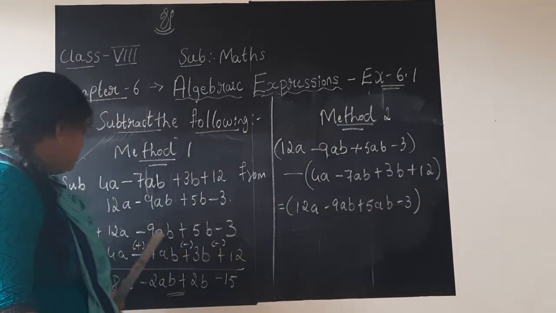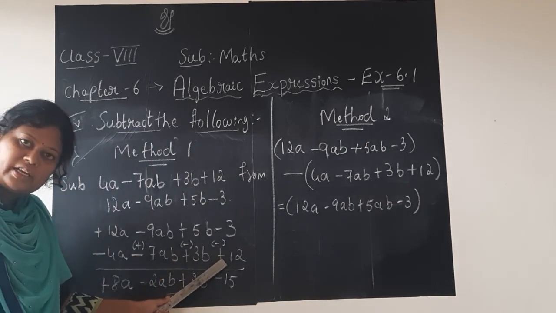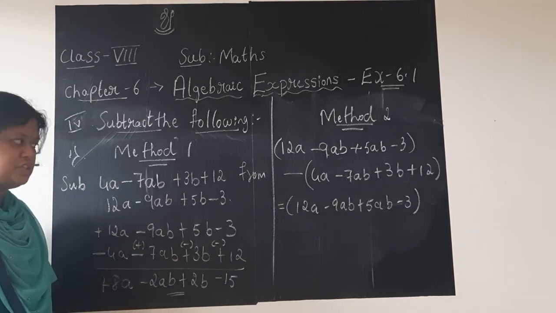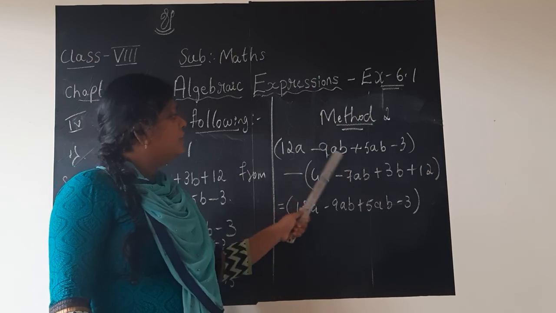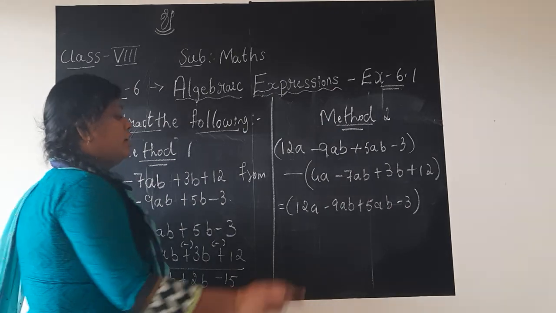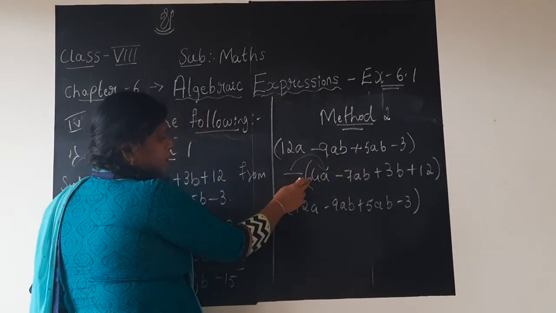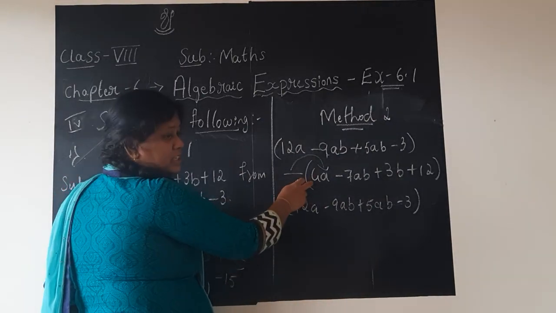Now as we did here, the minus sign was applied to all the terms in the expression. So here minus to plus, plus to minus, we changed. In method 2 you just multiply the terms inside. We will multiply the sign outside the bracket to all the terms inside. If no sign is there, it means it is plus 4.